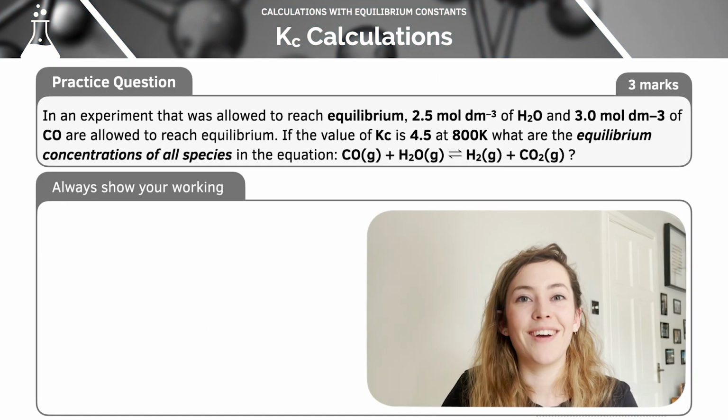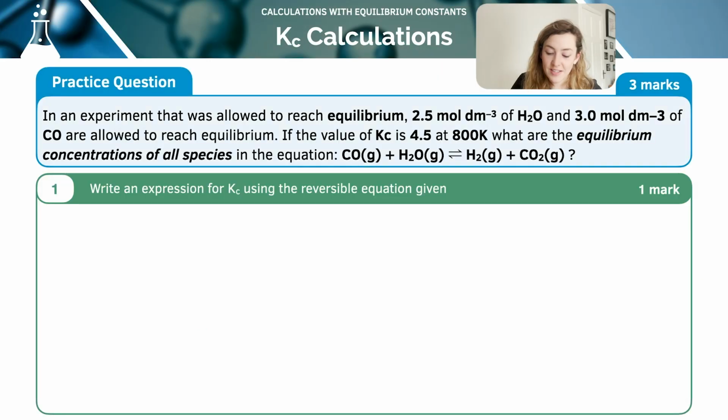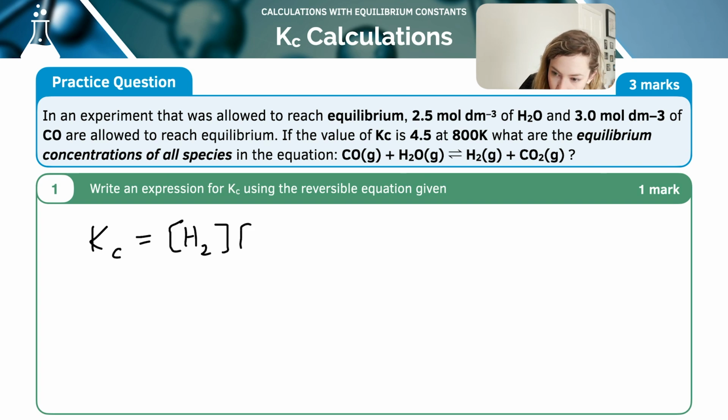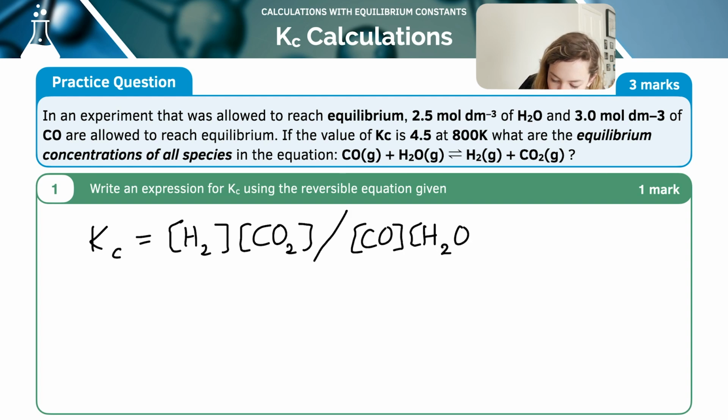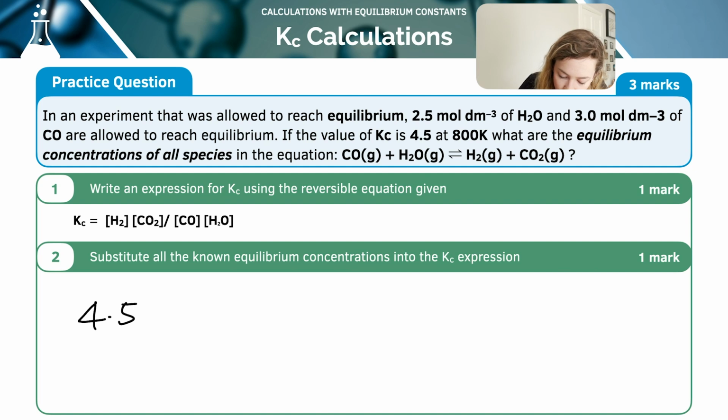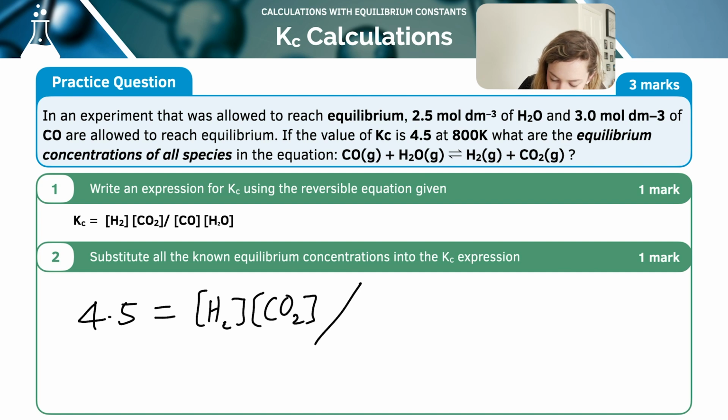So have a go at this question. My first step is to write an equation for Kc using the information I know. My products are H2 and CO2, and we're going to divide those by the carbon monoxide and the H2O, my reactants. That's my first step. Then the next step is to substitute my information. I know Kc is equal to 4.5, and I don't know the information about H2 and CO2, but I do know my information about my carbon monoxide and my water.